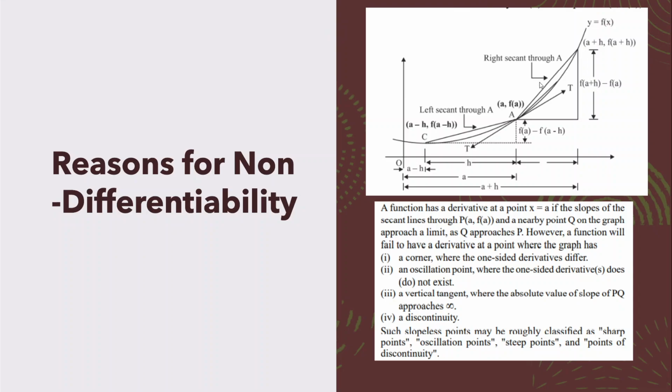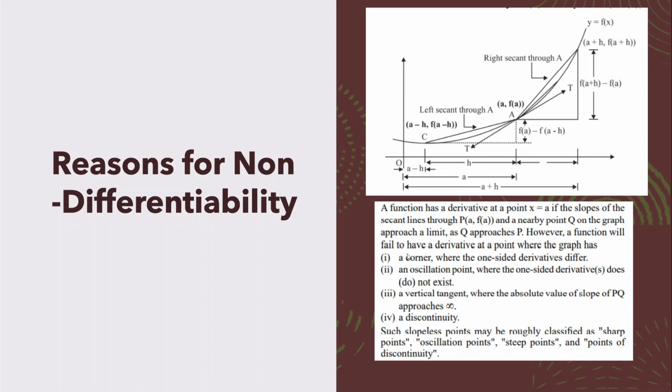Isa sa mga definition ng differentiability is there is a finite slope of tangent. Okay, slope of a tangent line through a certain point. Okay, kapag may ganun, ibig sabihin differentiable siya dun sa point na yun. Okay, so a function has a derivative at a point x equals a if the slopes of the secant lines through the point P and a nearby point Q on the graph approach a limit. So meron siyang finite limit as Q approaches P.